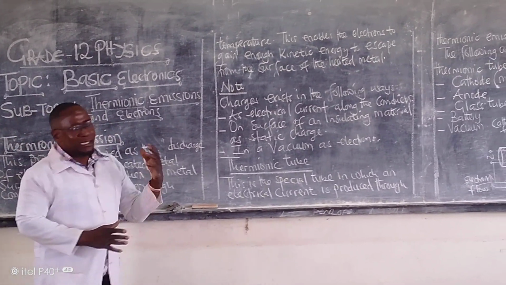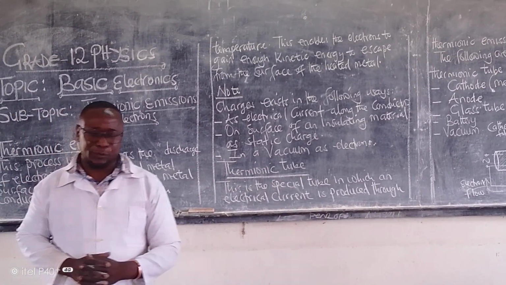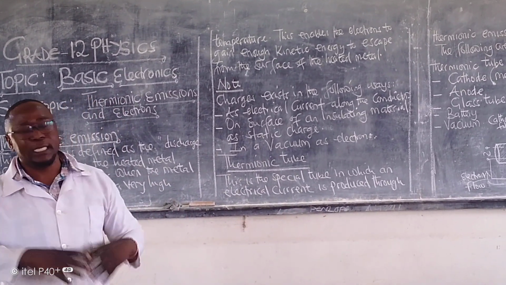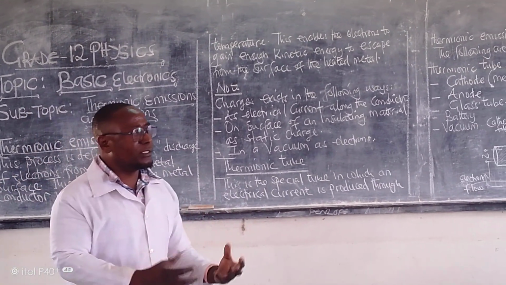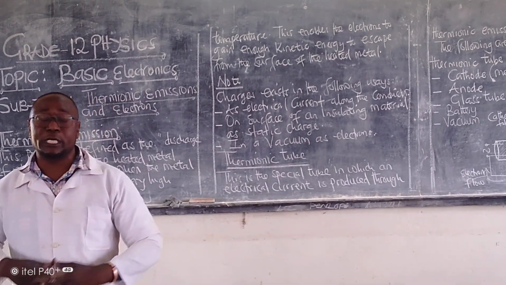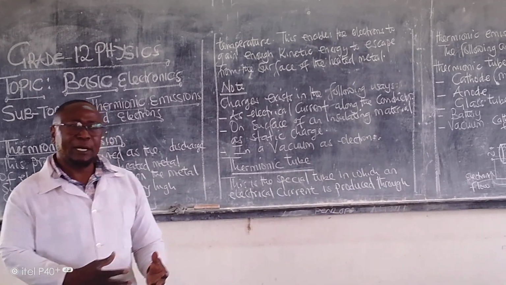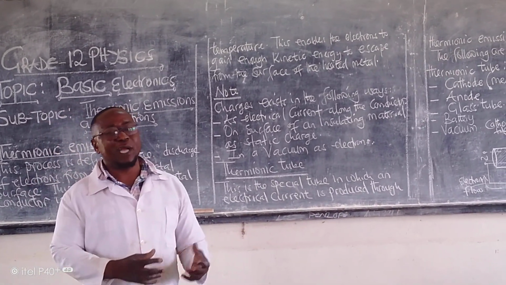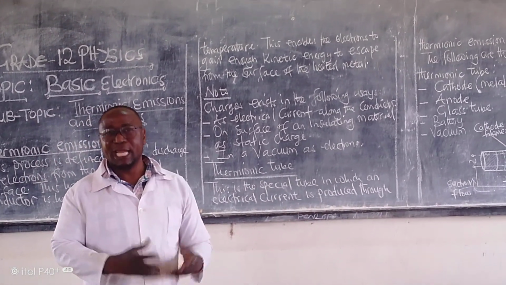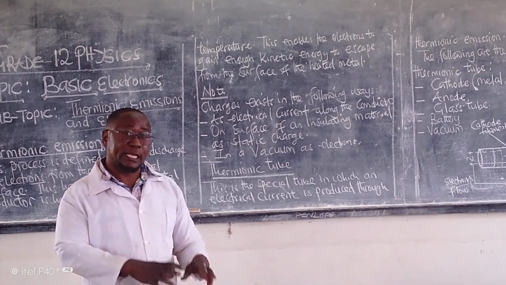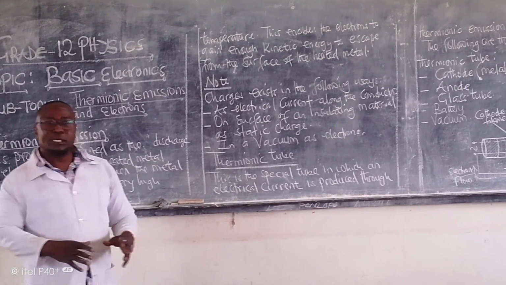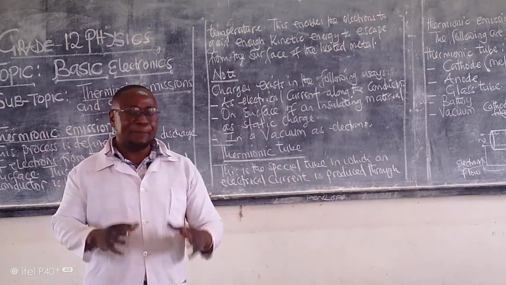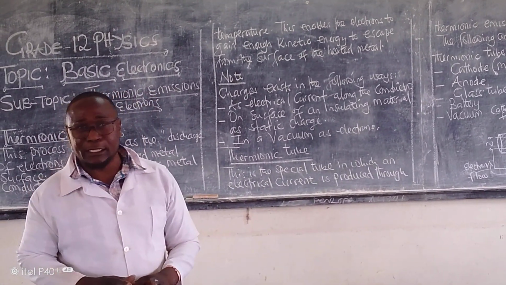Note, we are saying that when the metal surface is heated up, the electrons gain enough kinetic energy to escape from the metal surface. But first of all, we need to understand what these electrons are. Electrons specifically are charges. Now, before we go further, we would like to look at the types of existence of the charges.